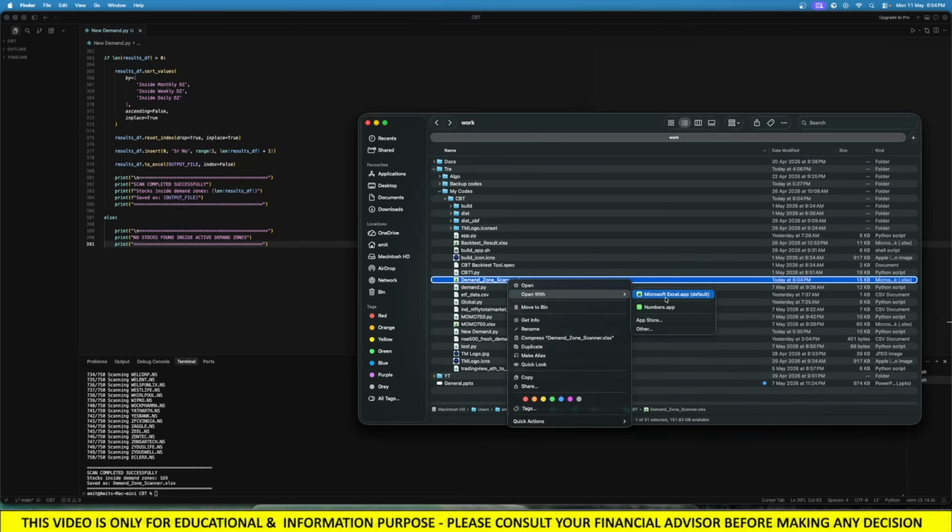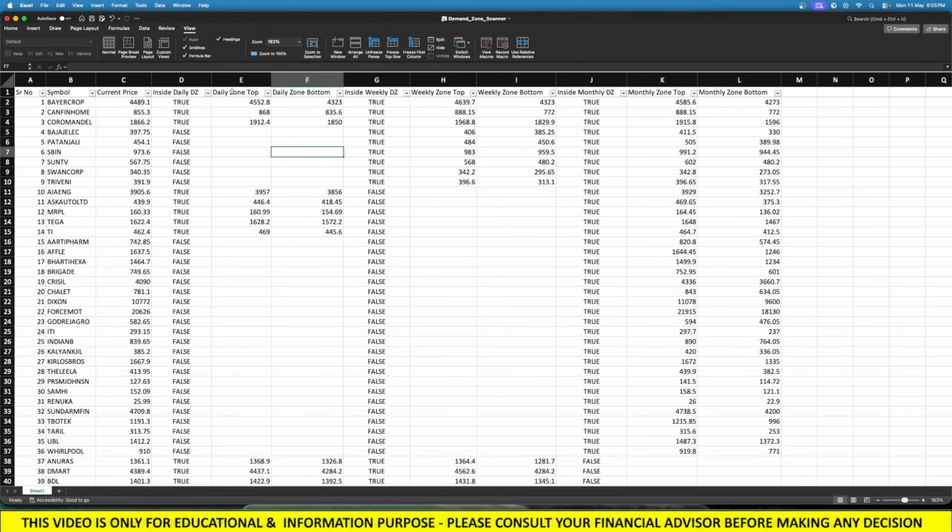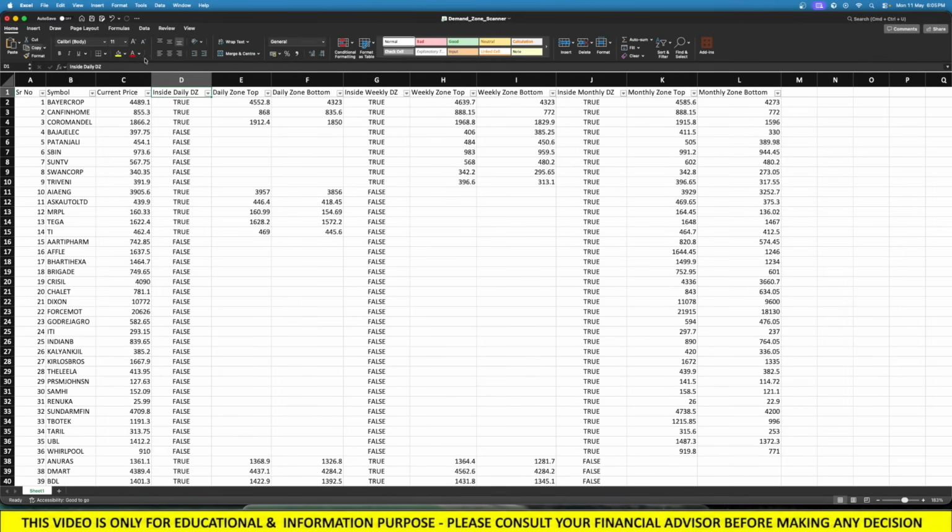Let's open this file. If you see, it gave all the 3 detections. If it is inside the daily demand zone, it will give true or false. If it is inside the weekly demand zone, it will give true or false. And also if the price is inside the monthly demand zone, it will give true or false. It will also give the demand zone top end and the demand zone bottom levels.